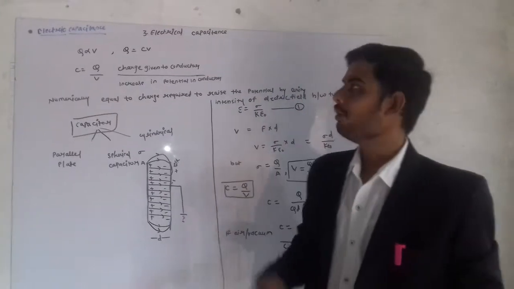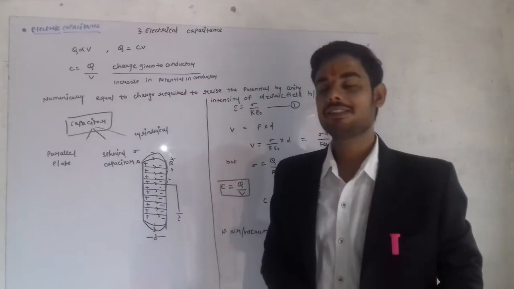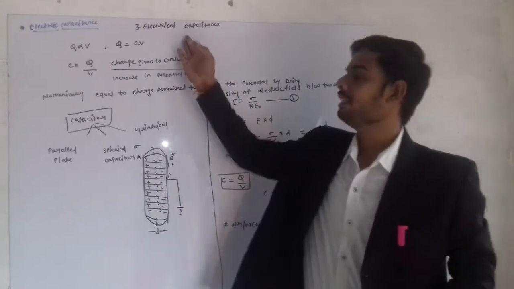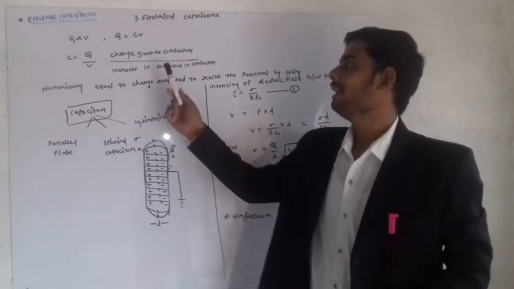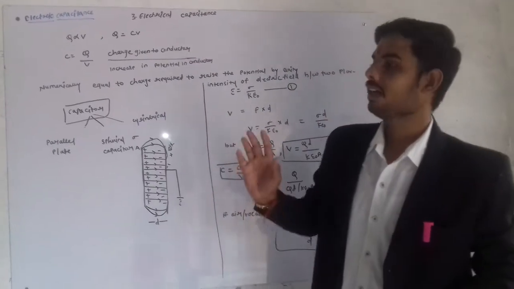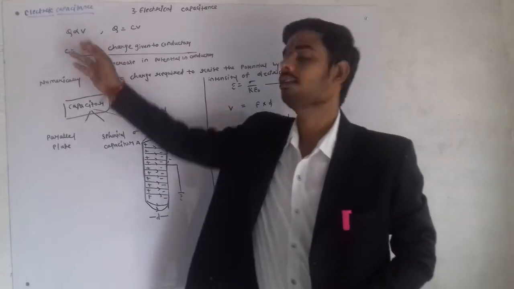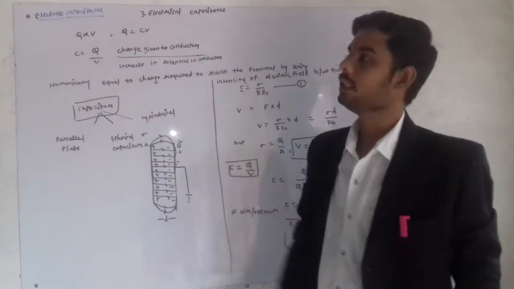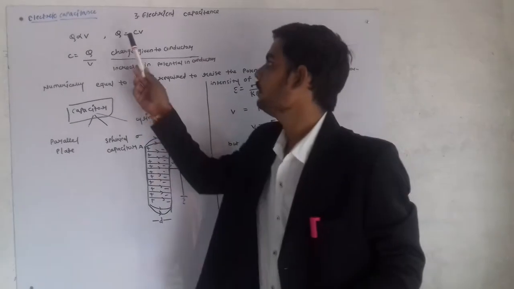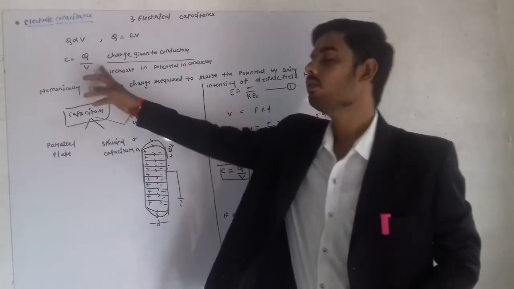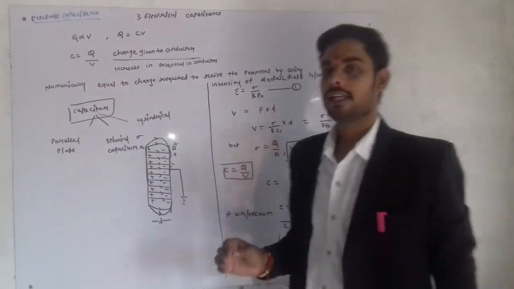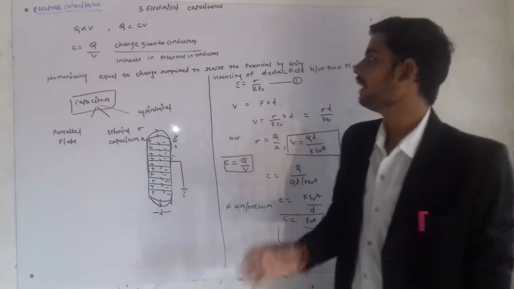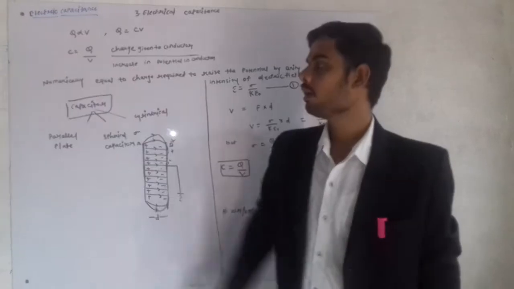Hi student, now we are going to start chapter number 3, which is electrical capacitance. So first we will know about electric capacitance. We know that charge is directly proportional to its potential. Q is proportional to V, so Q will be C into V. So by this relation we can get C equal to Q upon V. That means electric capacitance will be numerically equal to the charge required to raise the potential by unity.